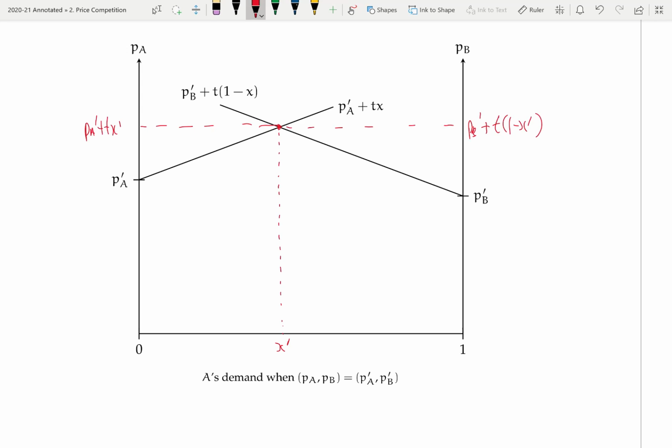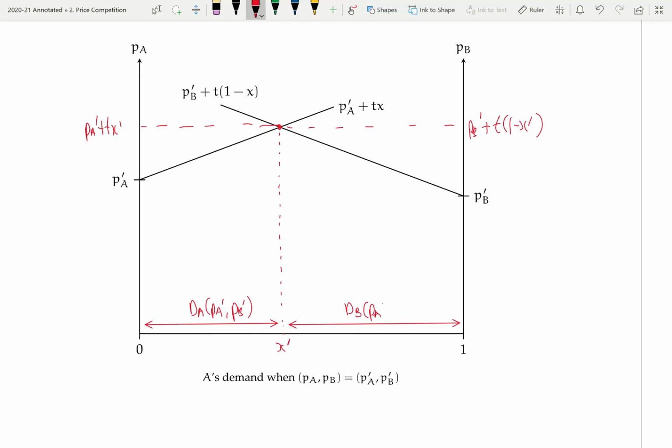The demand for A will be everything to the left of X dash, because anyone to the left of X dash, the indifferent consumer, will have a lower delivered cost from A than from B. Anyone to the right will have a higher delivered cost. So this distance is the demand of firm A when its price is PA dash and the other firm's price is PB dash. The rest of the consumers go to firm B.